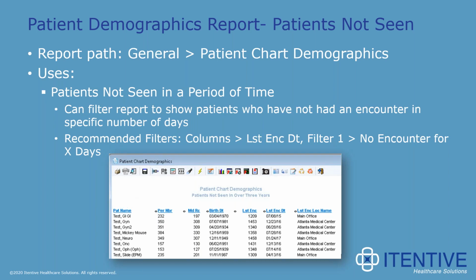For this report, I recommend adding a column for last encounter date. Additionally, you can add columns for the last encounter number and location if you want to see that information for helping track that encounter. The Filter 1 tab is where you can narrow down the report to the number of days since the patient's last encounter. That's how we're going to get the patients within the time frame we need.